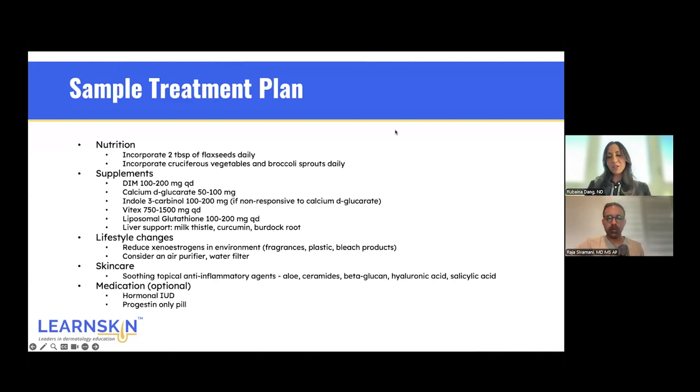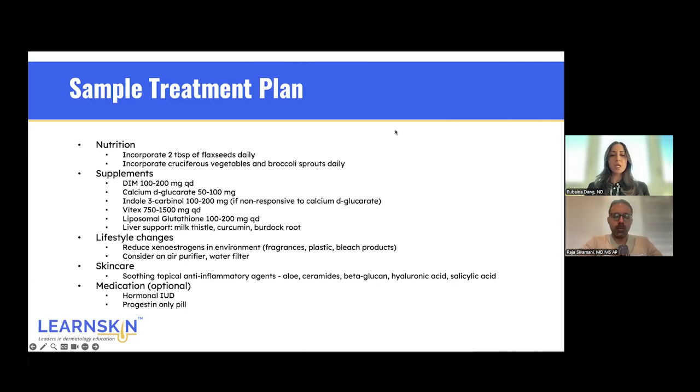But then going back to nutrition, some of the best ways to support estrogen metabolism and detoxification is just talking about diet. So once again, 2 tablespoons of ground flax seeds daily. I forgot to mention the word ground in this slide, but it's very, very important to add in the ground flax seeds for the essential oils that come out of the flax seeds. And that will help with reducing overall estrogen. And then cruciferous vegetables and broccoli sprouts are some of the best ways to help with metabolizing, supporting phase 1 and phase 2 liver detoxification.